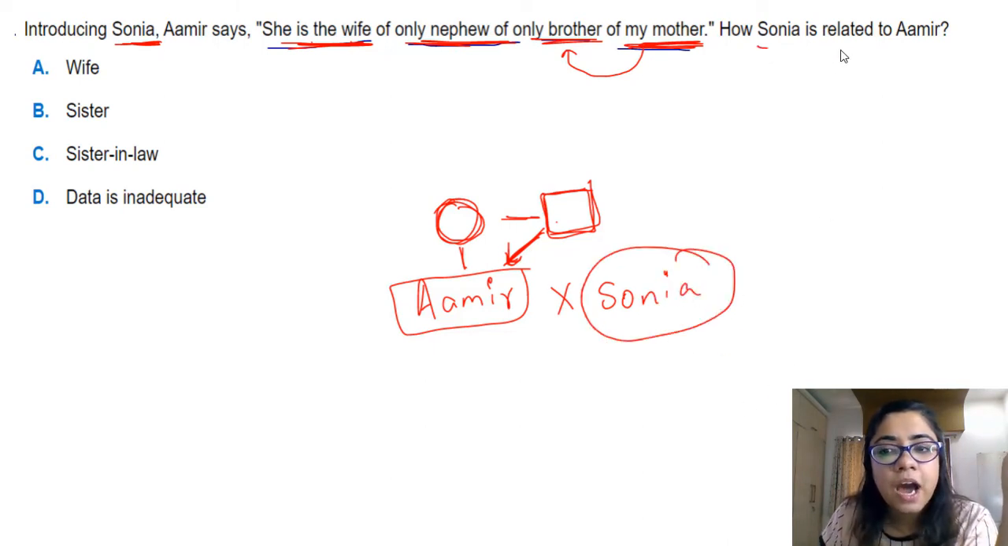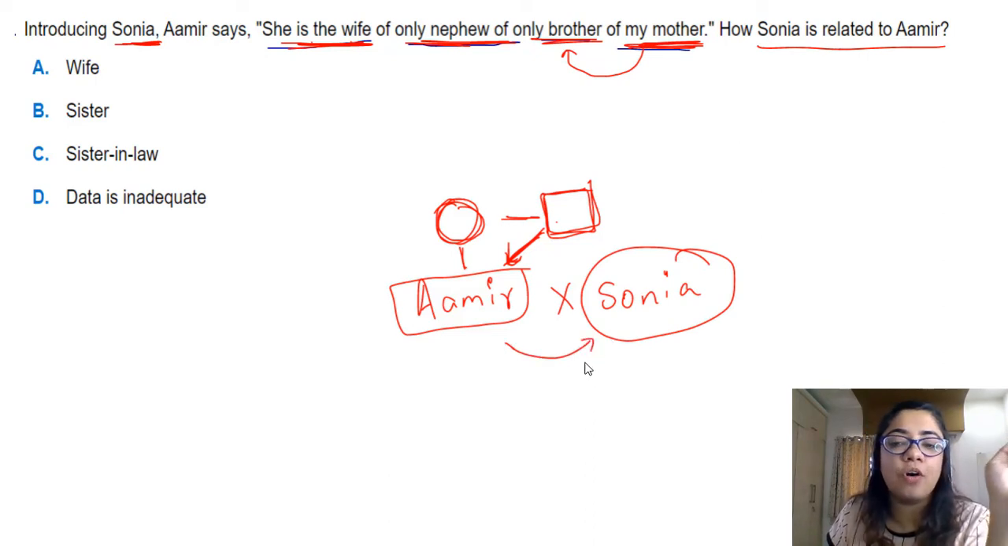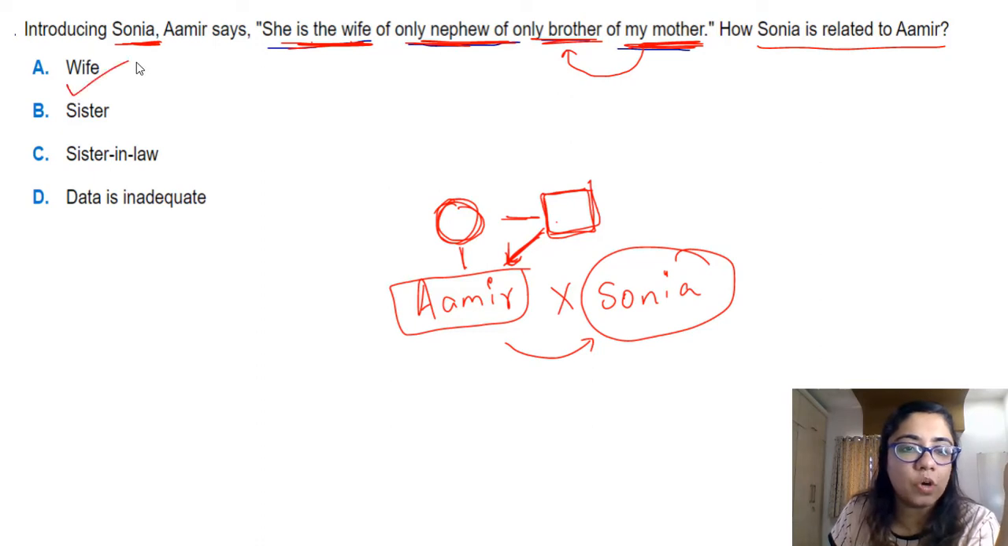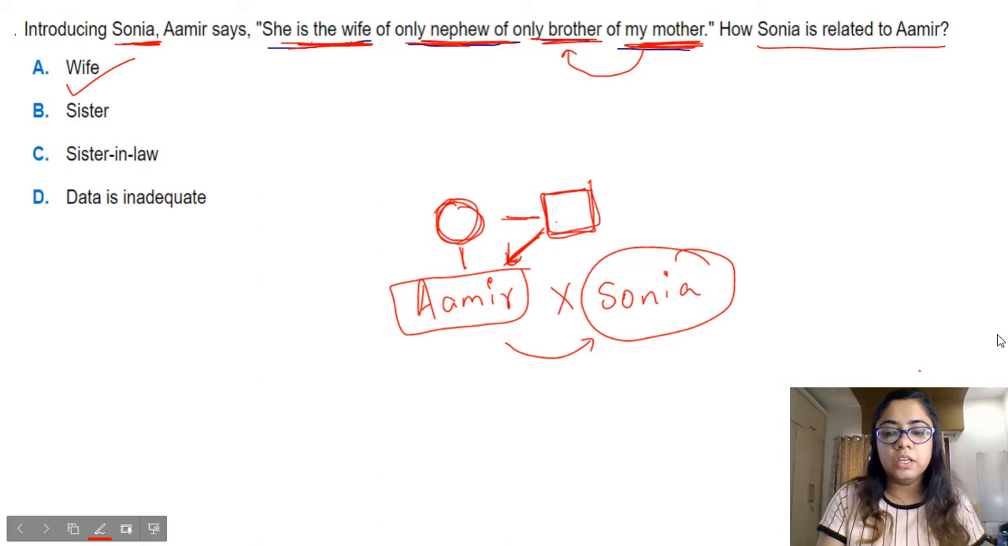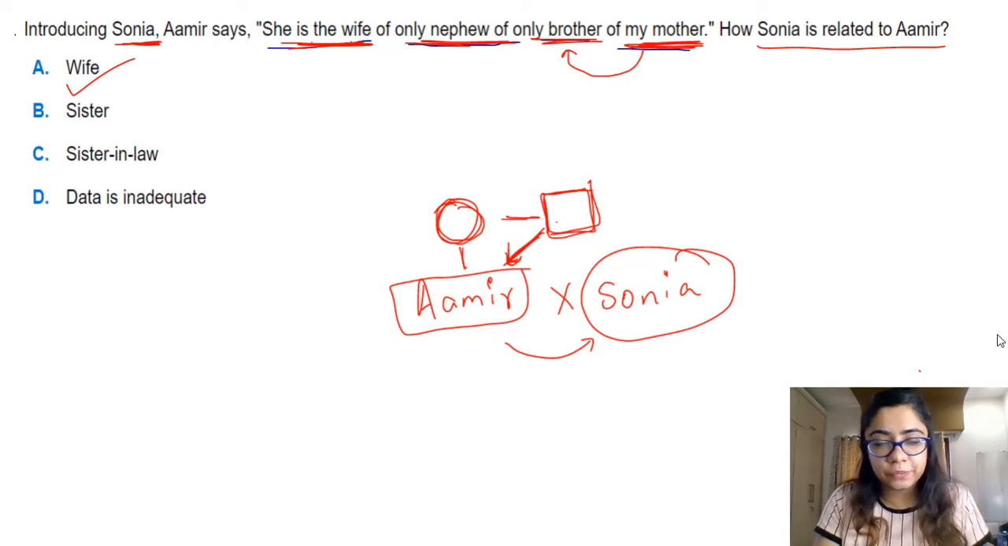The question is, how is Sonia related to Amir? Sonia is the wife of Amir. So your answer becomes option A, which is wife. ठीक है, चलो. Now moving on to the next question.